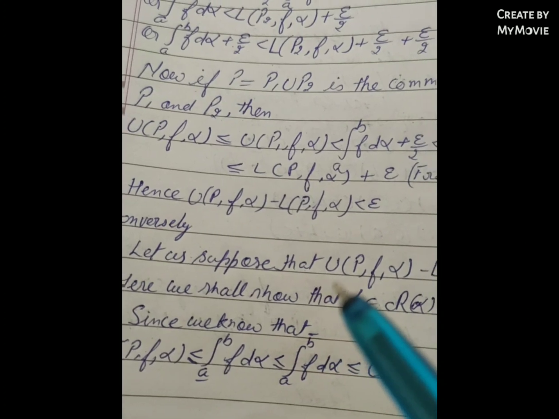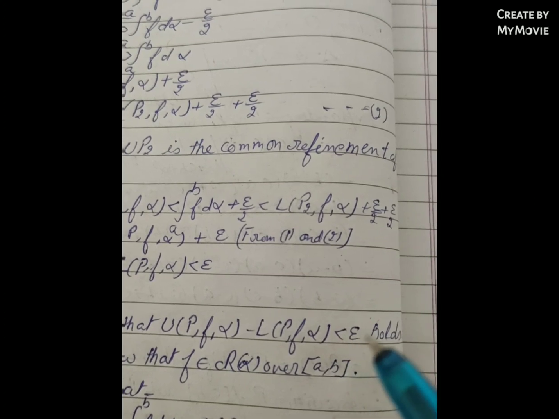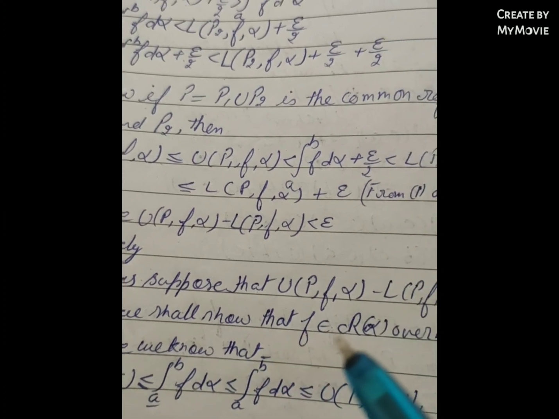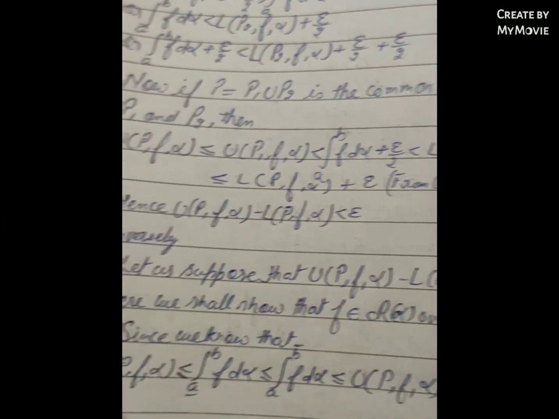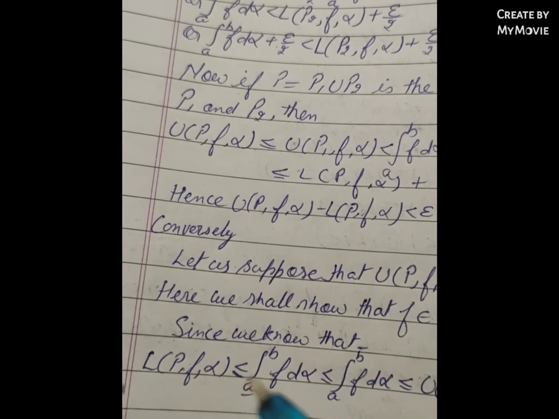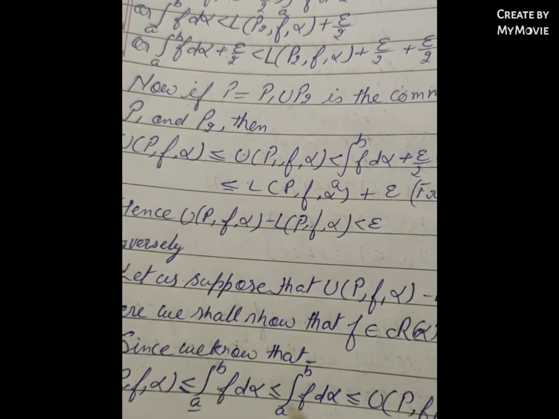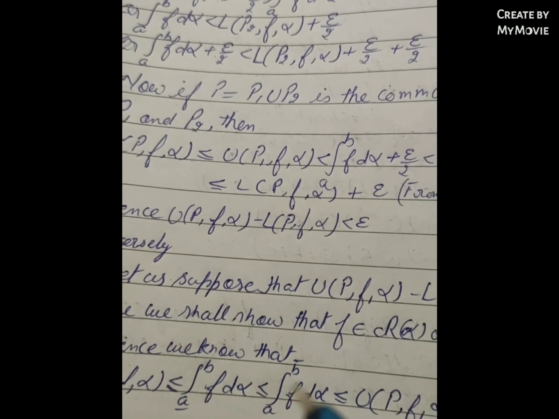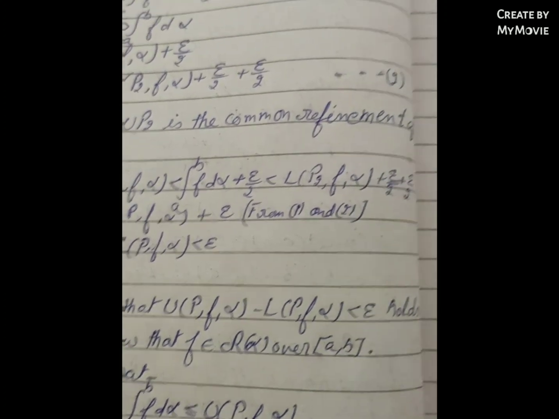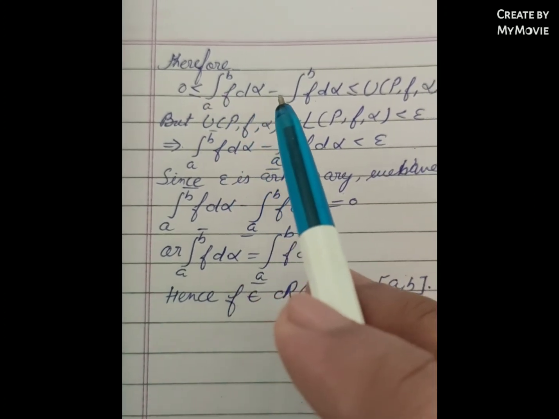Conversely, let us suppose that the upper sum U(P, f, alpha) minus the lower sum L(P, f, alpha) is less than epsilon holds. Here we shall show that f belongs to R alpha over the closed interval [a, b]. Since we know that the lower sum L(P, f, alpha) is less than or equal to the lower integral of f d alpha, which is less than or equal to the upper integral of f d alpha, which is less than or equal to U(P, f, alpha).